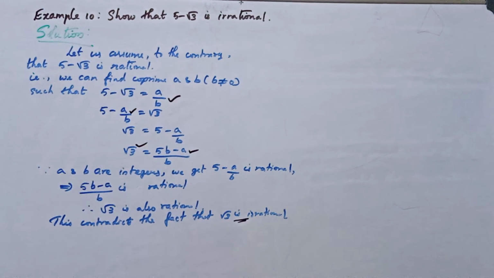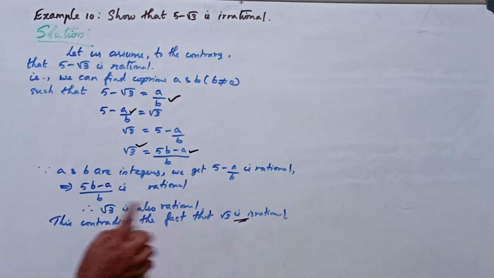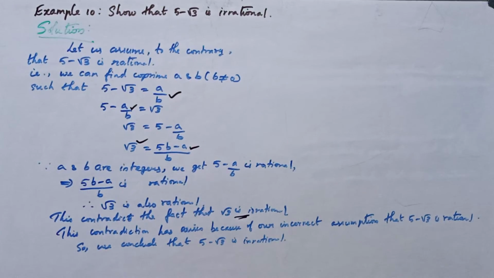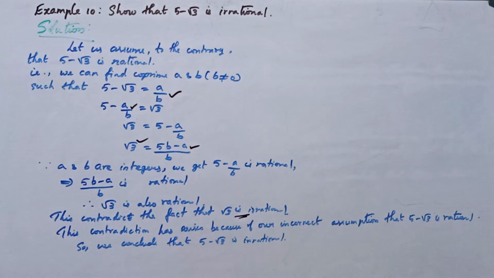From that we got very clearly that the square root of 3 is irrational. So this contradicts the statement we got right now. This contradiction has arisen because of an incorrect assumption that 5 minus root 3 is rational. Actually, that is an irrational number. So we conclude that 5 minus root 3 is irrational.